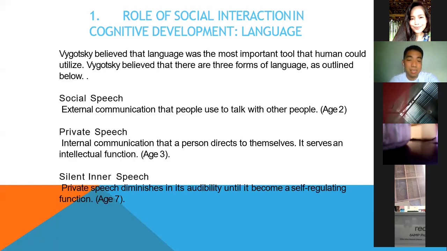Private speech diminishes in its audibility until it becomes a self-regulating function. From the word inner, you are talking to yourself in your head. So you don't need to say it loudly, unlike private speech, but only in your head, a self-regulating function. For example, you get angry, and then you tell yourself, be calm, but it's in your head only. You don't say it loudly. That's the three types of speech according to Vygotsky: social speech, private speech, and the silent inner speech.